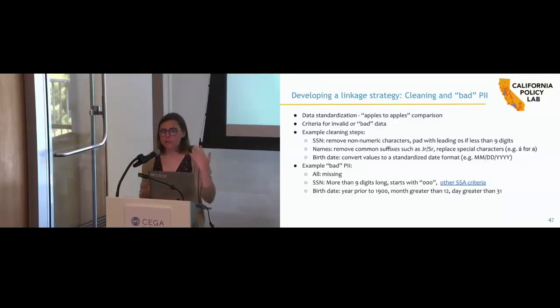So if something is missing or not available, that's considered bad PII. If it's Social Security, we know there are certain rules about how that's created. So anything that's more than 9 digits long, starts with invalid characters, we would count those as bad as well. Birth date, typically we don't want anything that's implausible. So if the month is 13, that's an implausible date, as well as very early years that seem implausible for our data set.